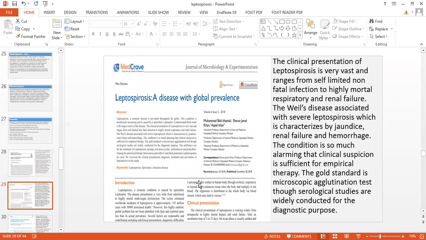That's another mini review of the disease with the global prevalence. But they have come out with the conclusion that it's very vast and ranges from self-limiting non-fatal infection to highly mortal respiratory and renal failure. Severe leptospirosis is characterized by jaundice, renal failure, or hemorrhage. This condition is so alarming that clinical suspicion is sufficient for empirical therapy. The gold standard is the microscopic agglutination test, though serological studies are widely conducted for diagnostic purposes.